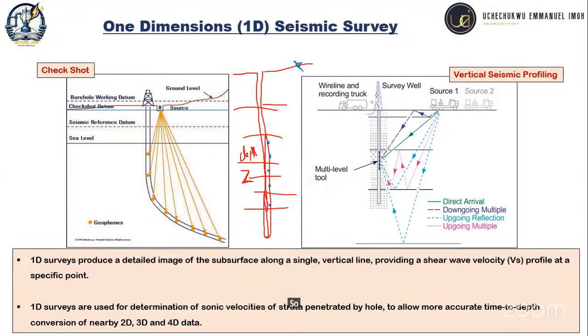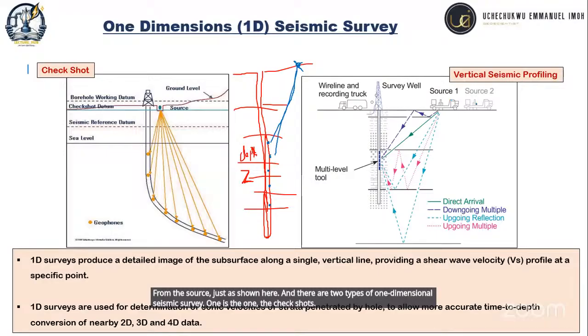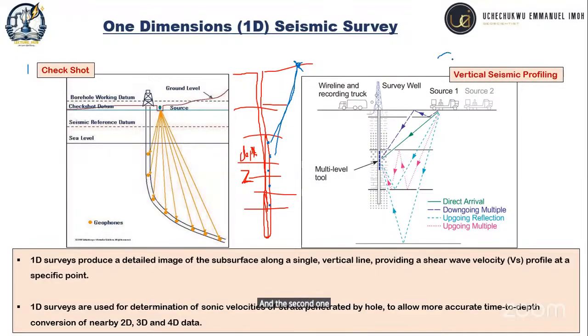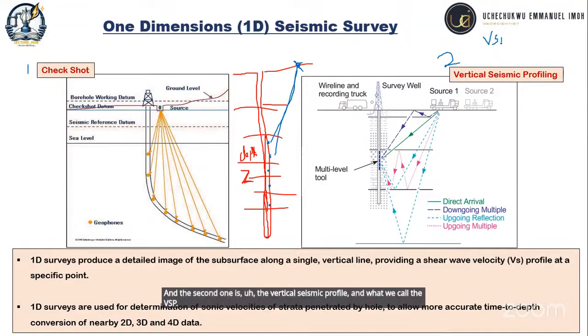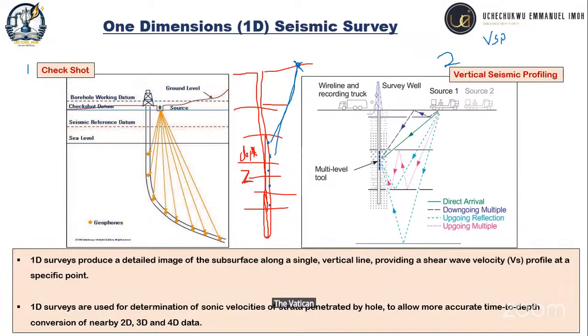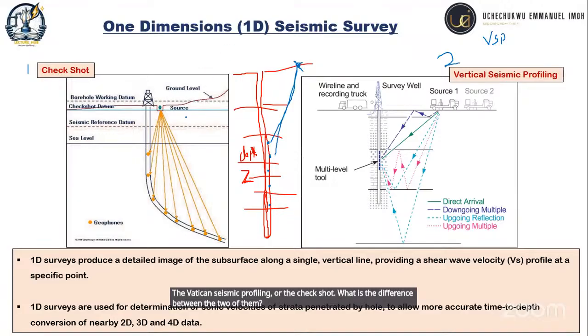The seismic wave travels straight to the receivers from the source, just as shown here. There are two types of one-dimensional seismic survey. One is the check shots, and the second one is the vertical seismic profiling, what we call the VSP. What is the difference between the two of them? The difference is simple.